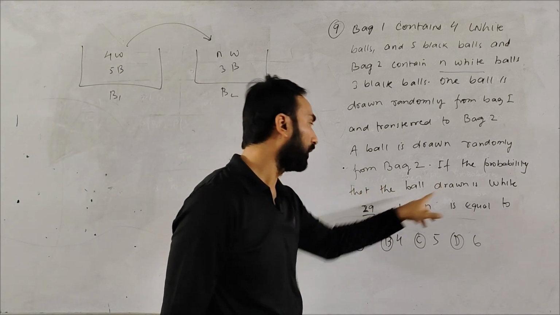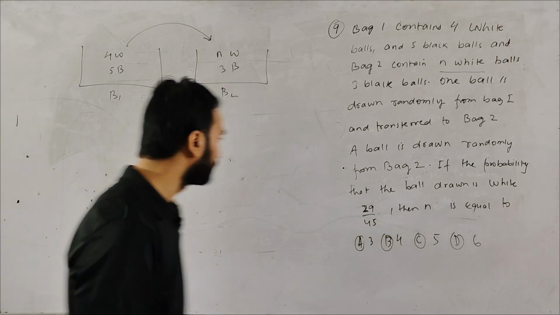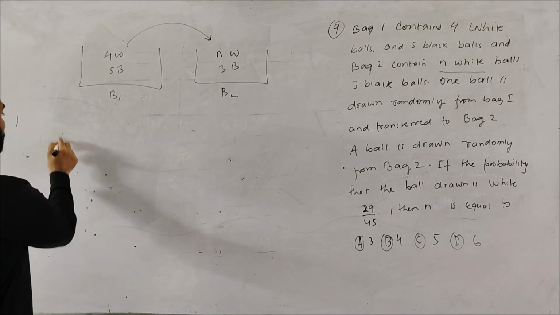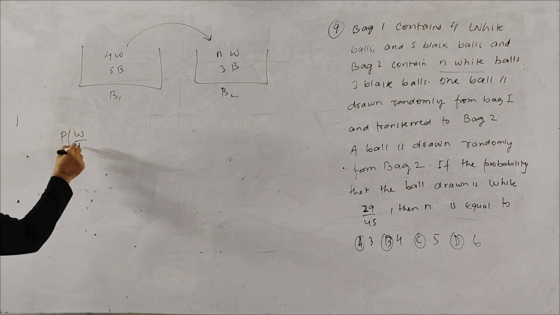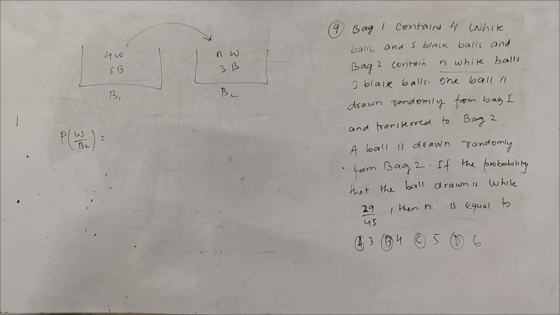The probability that the ball drawn is white from bag 2. So we will write it as probability of white from bag 2. Bag 2 is fixed, no? And they have given it is equal to 29/45.